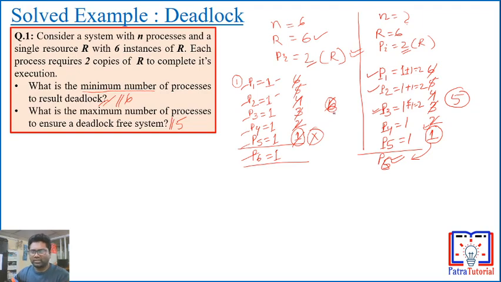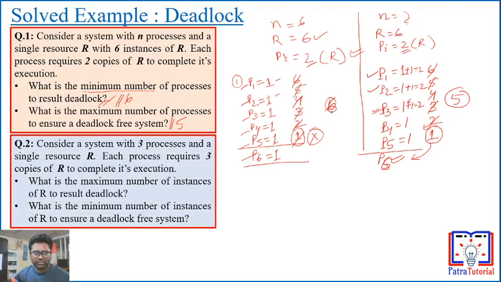Now let's move to the next question. So this is the second question. What it is asking is: consider a system with 3 processes. Here the number of processes is given. Let me write here, n equal to 3 processes, and a single resource r. The number of instances is not given, only r is given. And each process requires 3 copies of r to complete its execution. Let me write like this: each process needs 3 copies of r to complete their execution.